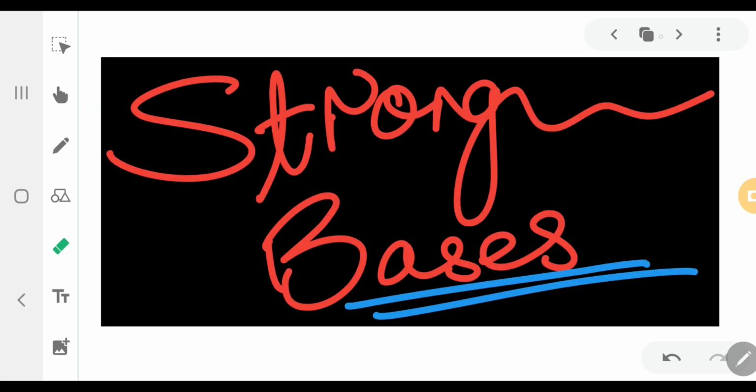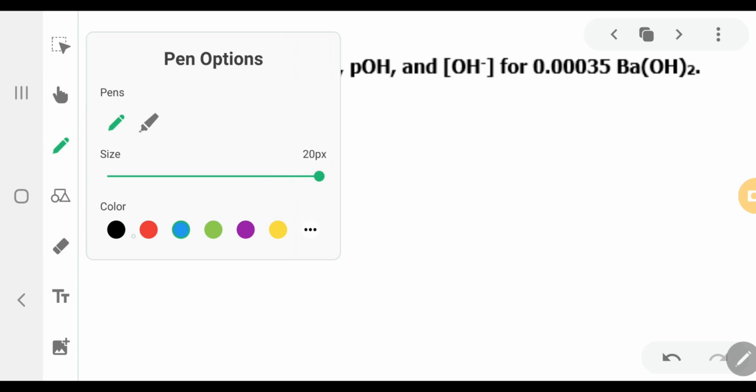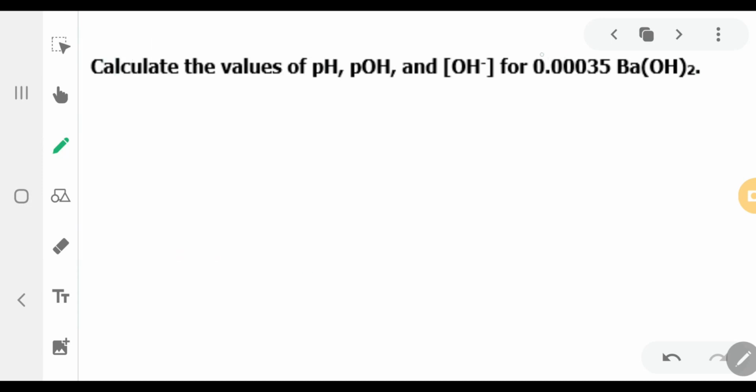Now we're going to look at a few examples for strong bases. The first one right here wants you to find the values of pH, pOH, and concentration of OH- for barium hydroxide, and right there, this one should be your molarity. That one is molarity, 0.00035 molar.